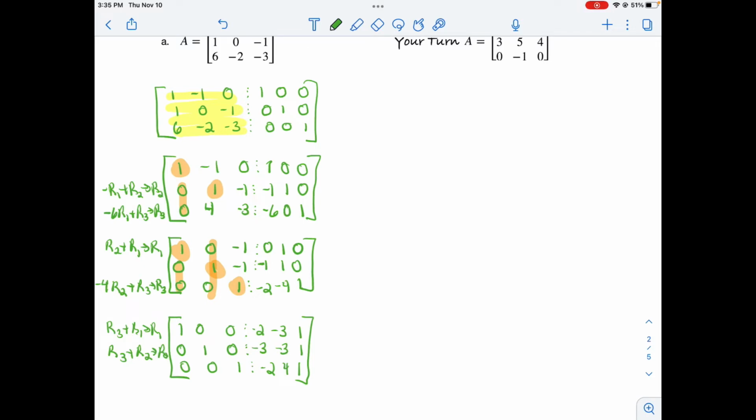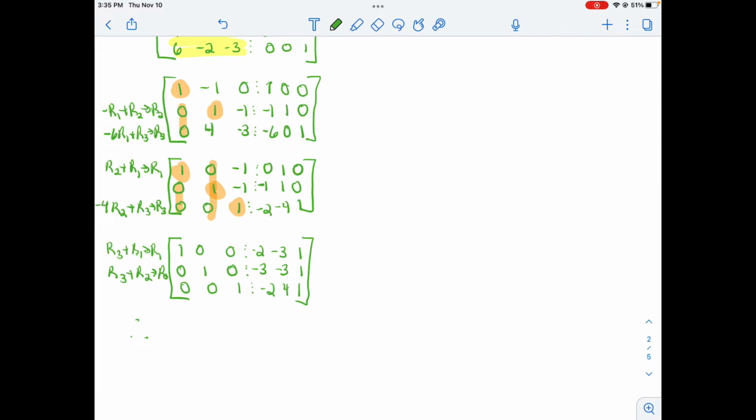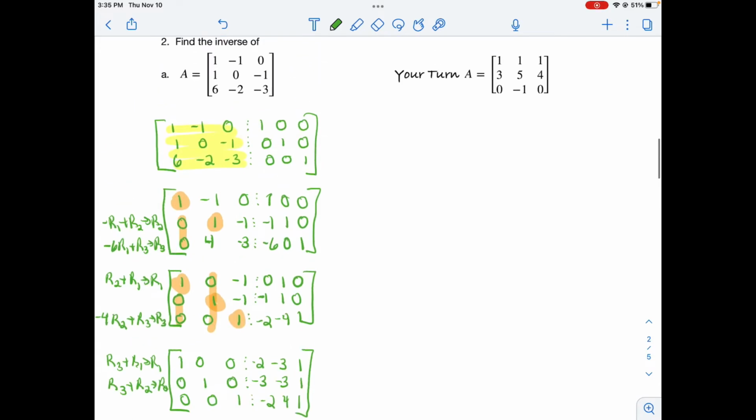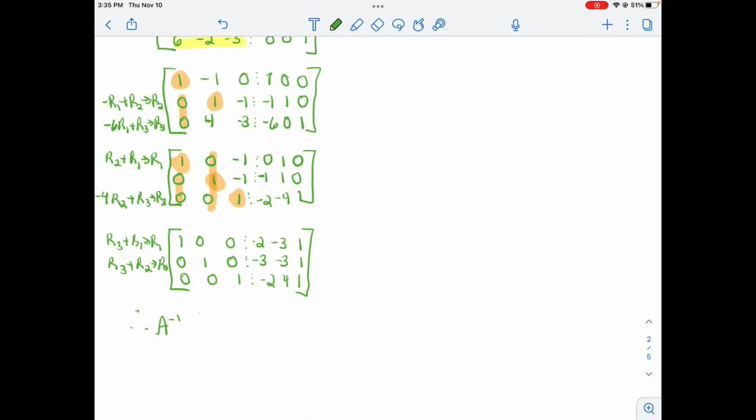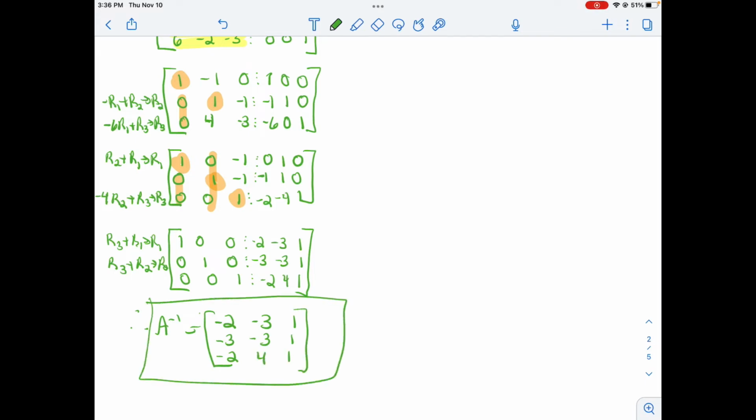And so notice I have the identity matrix on the left-hand side of this problem. After the dot dot dots, everything that's left, that 3 by 3 matrix, is the inverse of my original matrix. So I could say, therefore, my inverse of matrix A is equal to -2, -3, 1, -3, -3, 1, -2, 4, 1. And you found the inverse of a 3 by 3 matrix using Gauss-Jordan elimination.